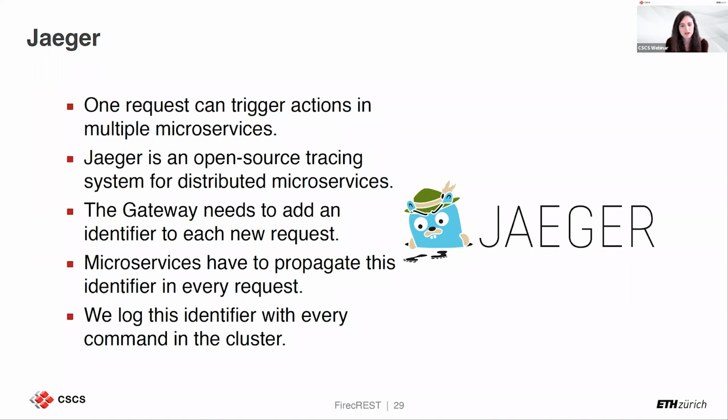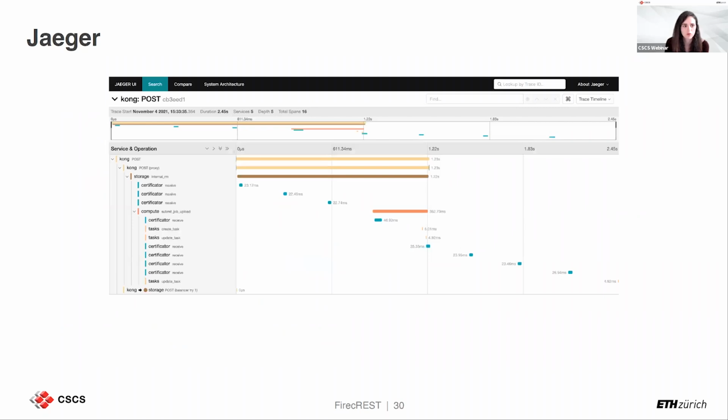So we use Jaeger, which is an open source tracing system for distributed microservices, and it was originally developed by Uber. The gateway needs to add an identifier to its new request, and then microservices will have to propagate this identifier in every subsequent request. And we also log this identifier with every command in the cluster node. Here maybe we will make it more obvious why Jaeger is useful.